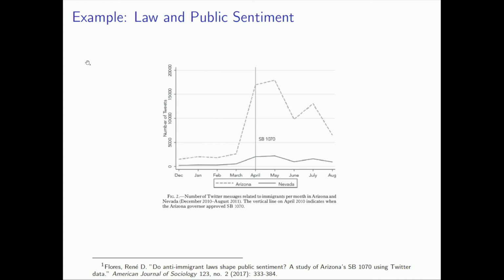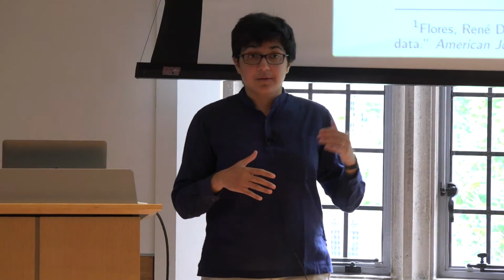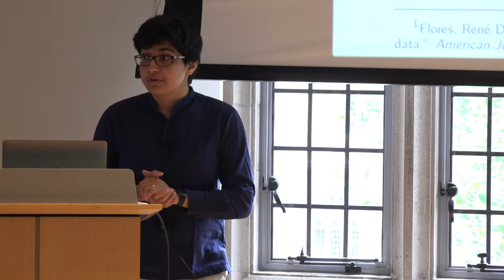And an example here, again, that comes from the study of migration in this paper by Flores in the American Journal of Sociology that looks at a law change here in Arizona. This was an anti-immigration law called SB 1070 that was implemented in the state of Arizona. And Flores then tracks sentiment to different immigrant groups in the aftermath of this law, right?